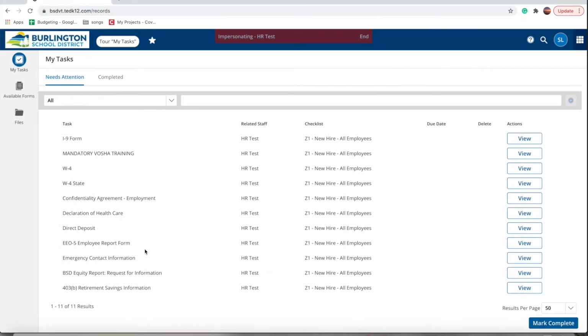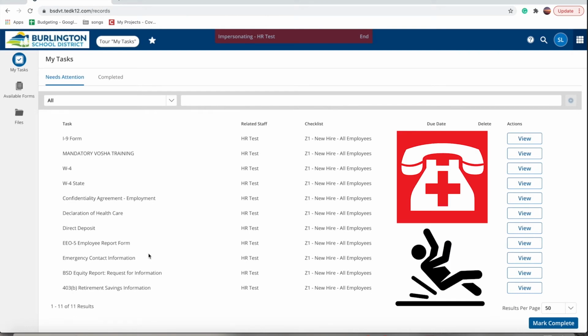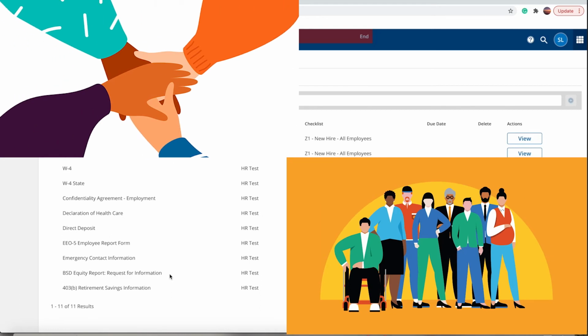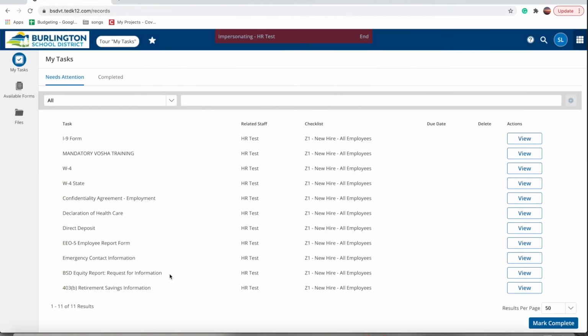The next form is our emergency contact form, used by the district to know who to contact in the event of an emergency, followed by the BSD equity report, a compliance reporting system used to collect employment data for the district, and finally, the 403B retirement information, which includes a listing and information on how to establish a 403B account.